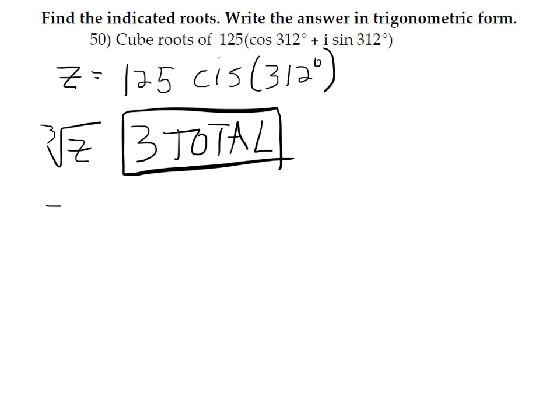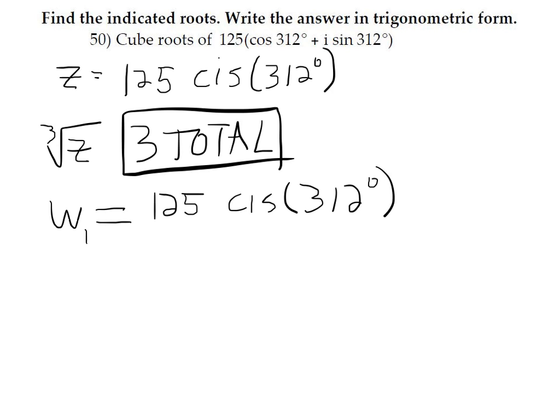So the first one, I'm going to call this z sub 1. Actually, I don't want to use z because this isn't z. Let's call it w sub 1. So if you take your 125 CIS 312 degrees, the cube root, z to the 1/3 power. We're doing just a regular power, but it's a fractional power. So that 1/3 is going to be raising the 125, and it's going to be multiplying the 312. Nothing fancy here. This is a basic, straightforward De Moivre's theorem with an exponent.